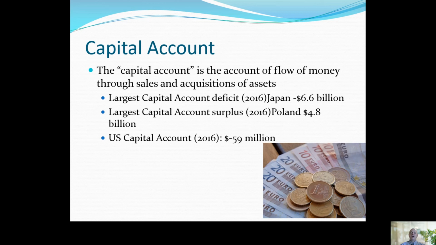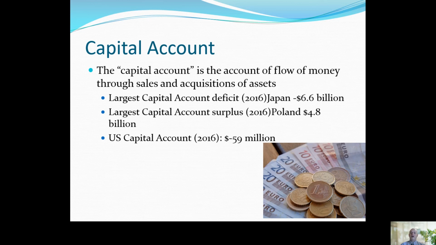So for example, purchases of property: if an individual in another country invests in buying some property in the United States, that's an investment, and that gets tracked in the capital account. If an individual in the United States decides to purchase the share of a stock, which is a company, from another country, that gets tracked in the capital account. So the capital account essentially is tracking the flow of investment dollars.